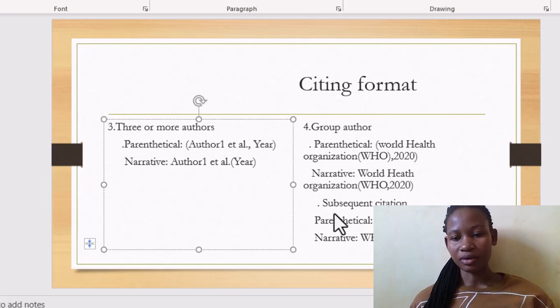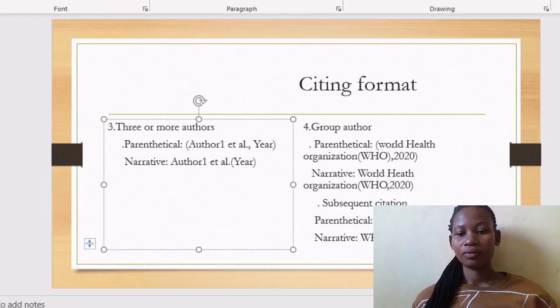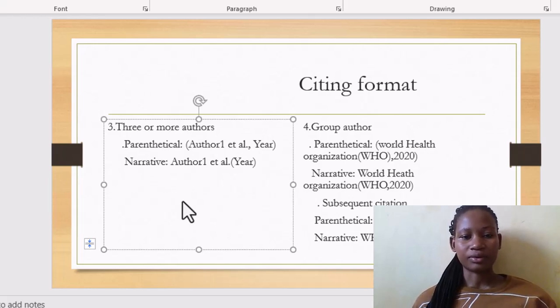Then we have here subsequent citation. You have parenthetical, then narrative. Here you can abbreviate it but still in the brackets. Then the narrative format, we put only the organization name outside or the group name outside, and then the year or publication date inside the bracket. So that's all for three or more authors and group author.